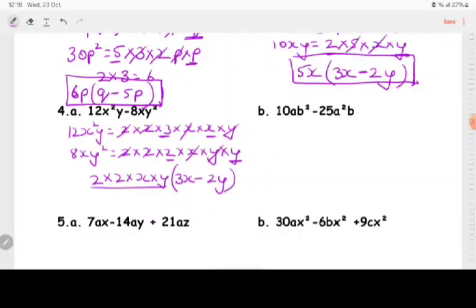So let's come down to this. 2 into 2 is 4XY. 3X minus 2Y.